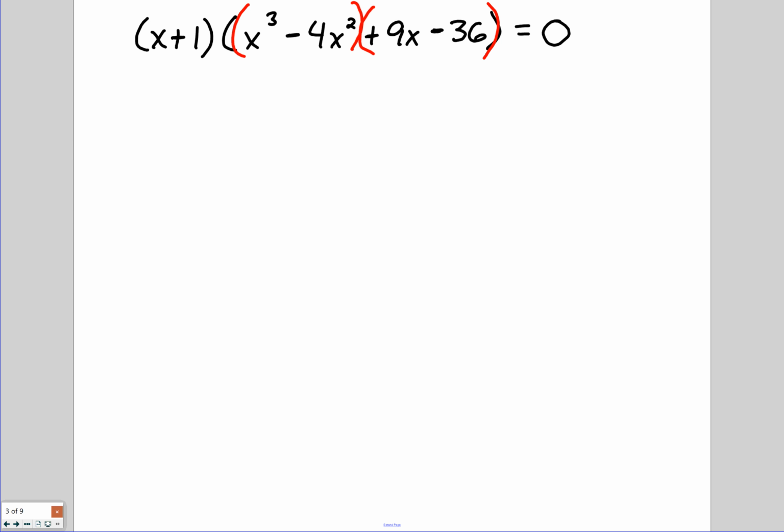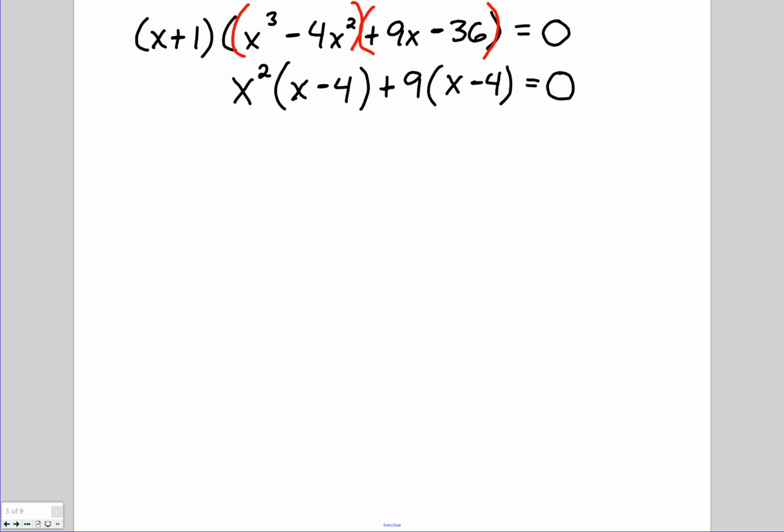What do x cubed and minus 4x squared have in common? X squared. What's left after I factor that out? X minus 4. What do 9x and negative 36 have in common? 9. And you didn't say positive or negative, right? So you need to write positive 9 when you pull it out. So what's left? X minus 4. Now, ultimately, these in the parentheses have to be the same. And you can always check to make sure you've done this right.